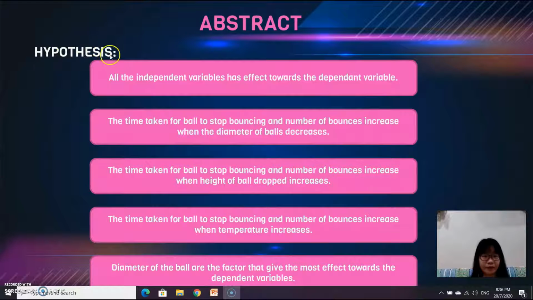For the hypothesis of the experiment, all the independent variables have an effect towards the dependent variables. The time taken for the ball to stop bouncing and the number of bounces increase when the diameter of the ball decreases. Besides, the time taken for the ball to stop bouncing and the number of bounces increase when the height of the ball drop increases. The time taken for the ball to stop bouncing and the number of bounces increase when the temperature increases. Furthermore, the diameter of the ball is the factor that gives the most effect towards the dependent variables.